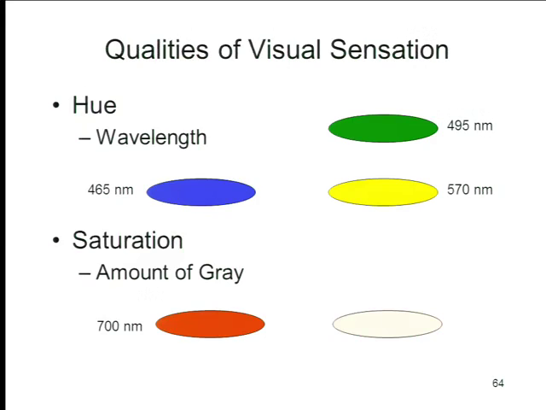So that's hue. And then saturation, actually, I misspoke before. It's not the amount of white, of course. It's the amount of gray that's mixed in. Here's pure red, 700 nanometers of wavelength. You mix in some gray, and you get this kind of washed out pinkish red. So again, here's an example of how quality, hue or saturation, is related to a physical quality of the stimulus.